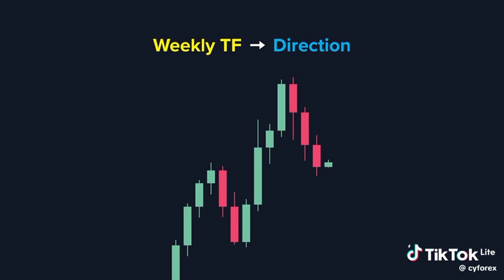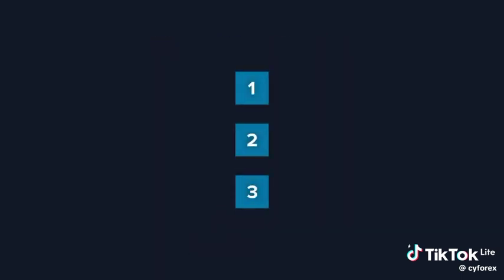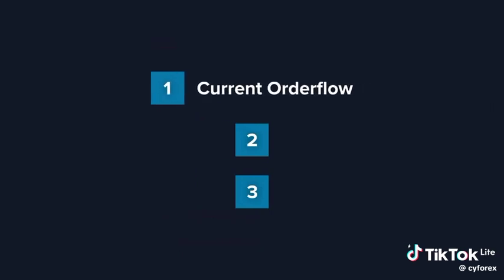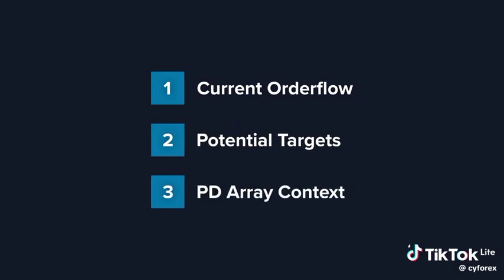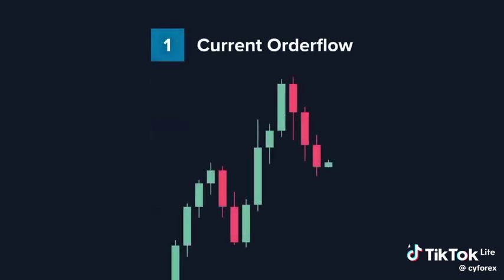So to find out which direction we should be looking to trade, there are 3 steps we need to go through. The first step involves breaking down the current market structure to find the current order flow of the price action. The second step involves identifying the key levels that the market might look to target. And then the third step involves figuring out which key level is the current draw on liquidity by using the context of the PD arrays within the chart structure. So let's go through this process now.